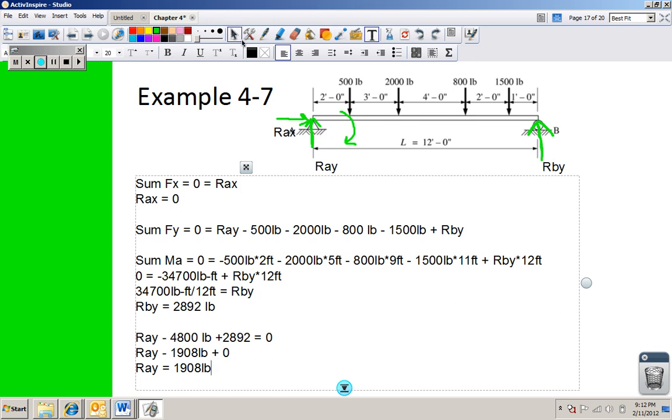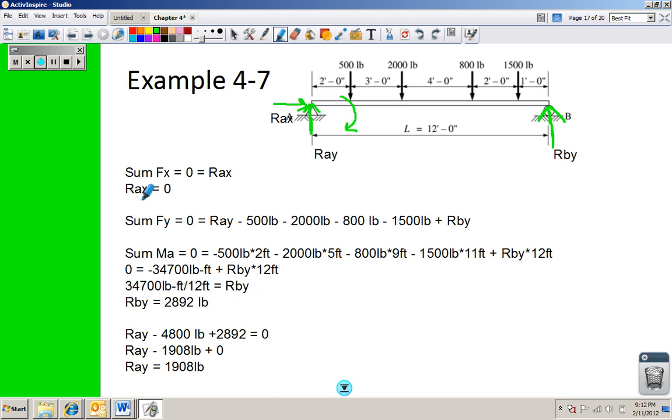Positive. Okay, so these are our answers. RAX is equal to 0, RBY is equal to 2,892, and RAY is equal to 1,908. Hope this helps.